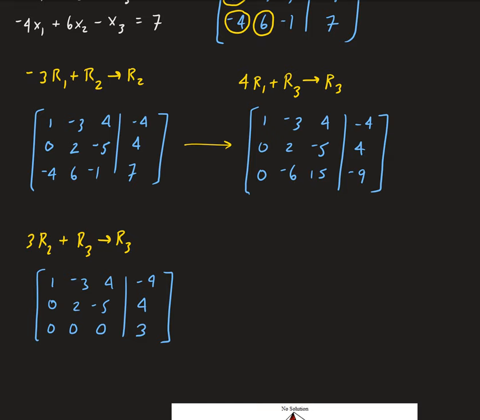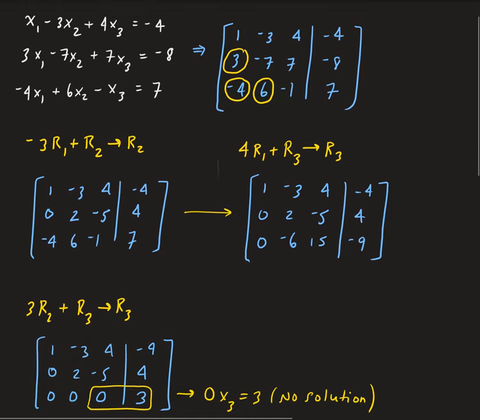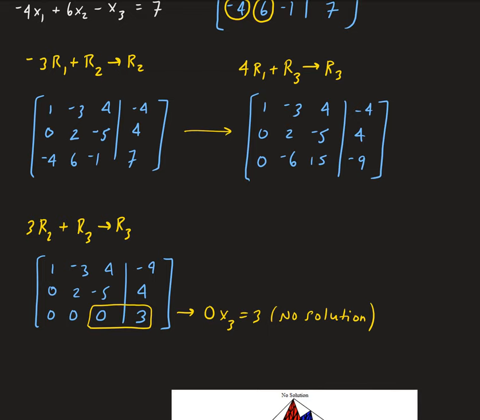Here we notice this last row. This is the same as saying 0 times z. In this case, we're using x3 as a z component. So this is 0 times x3 equals 3. That means there's no solution here. There's no value of x3 such that when you multiply by 0, it will give you 3. Therefore, this linear system is inconsistent, meaning there's no solution.